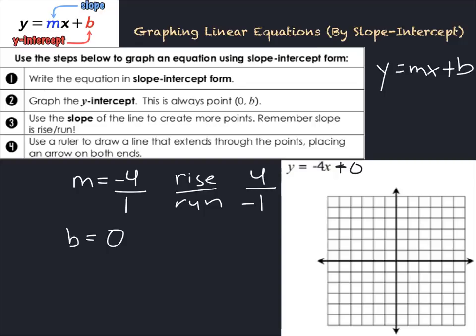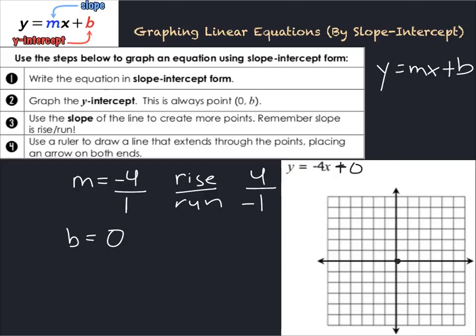It wouldn't matter. But remember, when you have a negative fraction, the negative is either going to be in the numerator or the denominator. Can't be in both. If not, it's going to be a positive. Okay? So now we're going to start at our y-intercept, which is 0. So we're going to put a point right at 0.